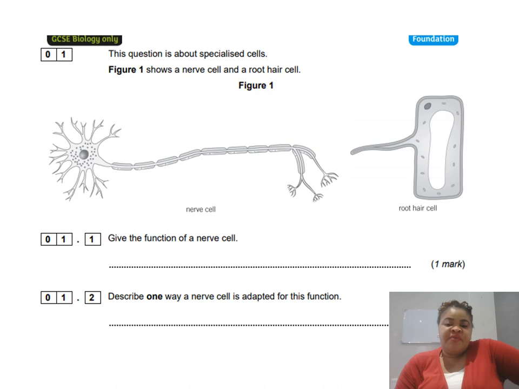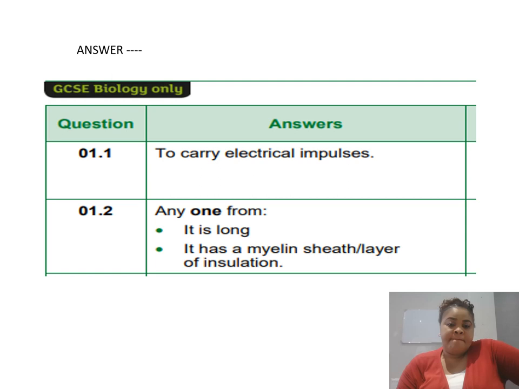So, a drawing of a nerve cell and a root hair cell. It says give the function of the nerve cell, and describe one way a nerve cell is adapted for its function. You need to know all the ways anyway. Nerve cells carry electrical impulses, and a root hair cell is long. A nerve cell is carrying impulses. It is long. It has a myelin sheath layer for insulation.